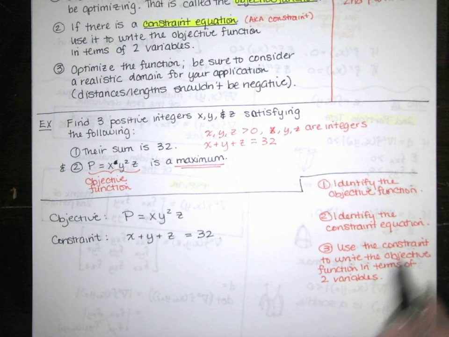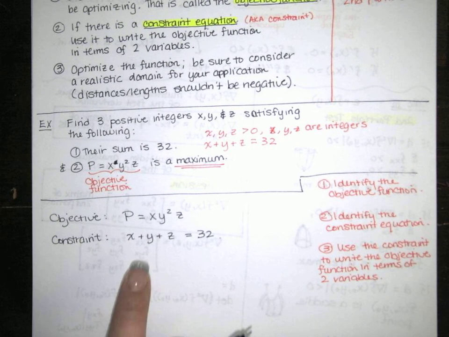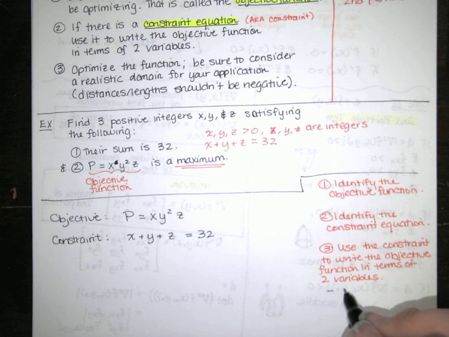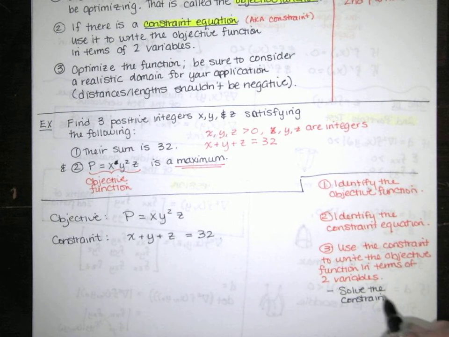And now we want to use the constraint to write this objective entirely in terms of 2 variables. So more specifically, what is that going to require? We'll have to solve the constraint equation for 1 variable in terms of the other 2, and then you substitute that into the objective function.